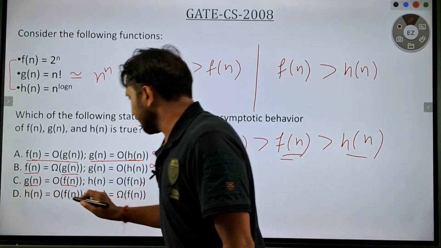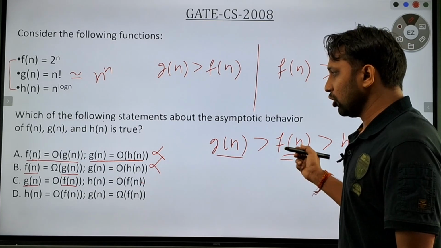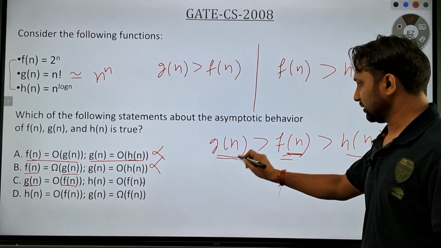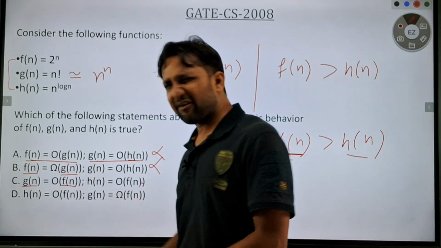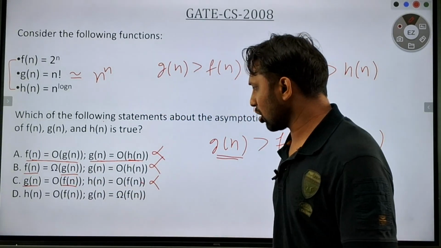Fn is greater than Gn? No, Fn is not greater than Gn. Gn is greater than Fn. So Big O says that the right hand side is greater. Fn is not greater than Gn, so this option is also wrong.